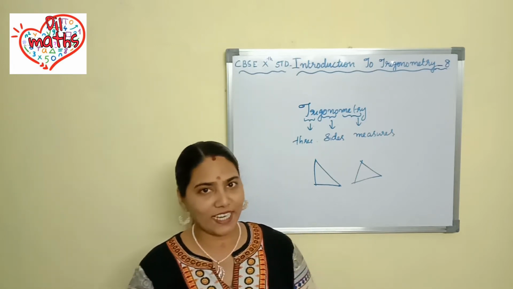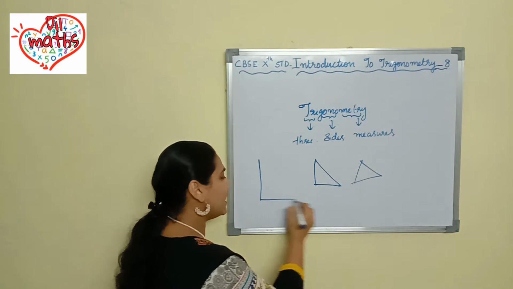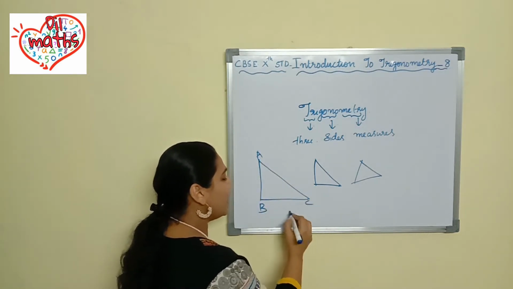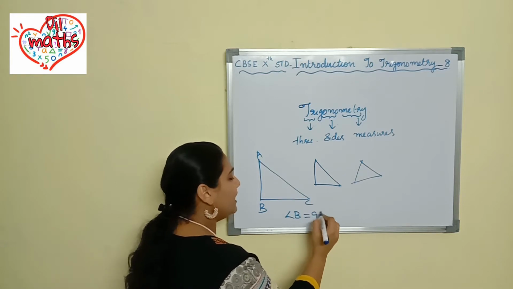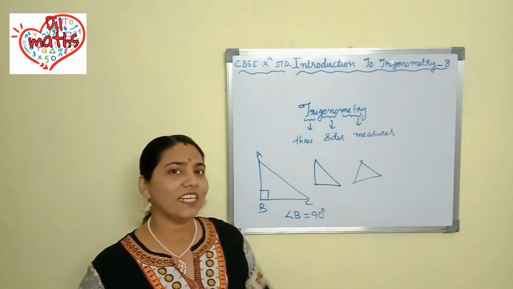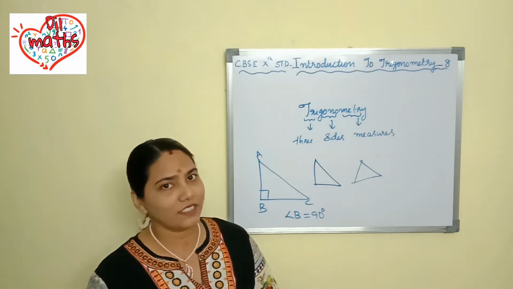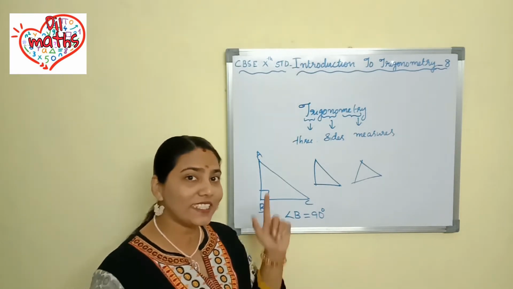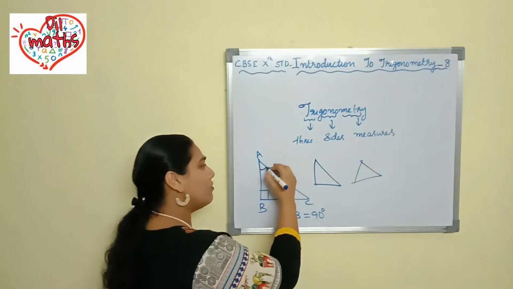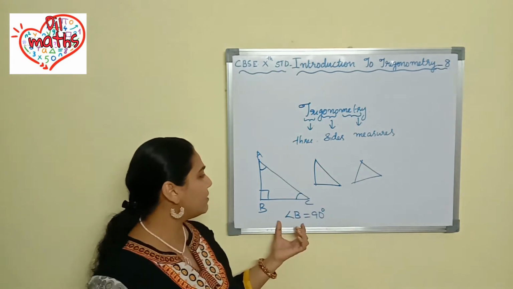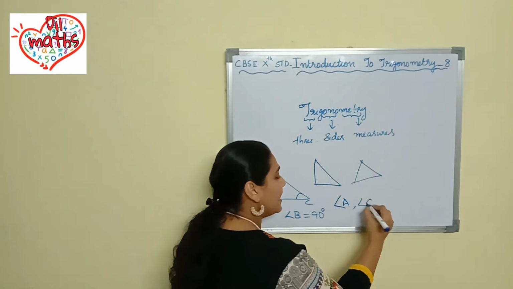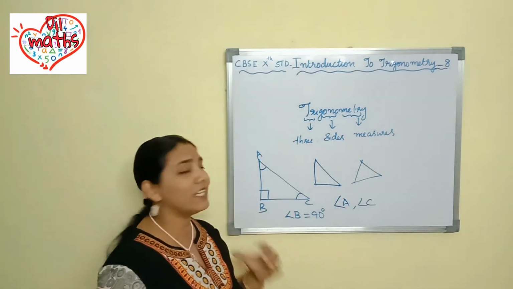So I am going to draw a right triangle here, ABC. Here I am saying that angle B is equal to 90 degree. So it is a right triangle. In a right triangle, an angle, definitely it will be a 90 degree angle. So what about the rest of the 2 angles? Apart from this 90 degree, angle A and angle C are the other 2 angles in this particular triangle.